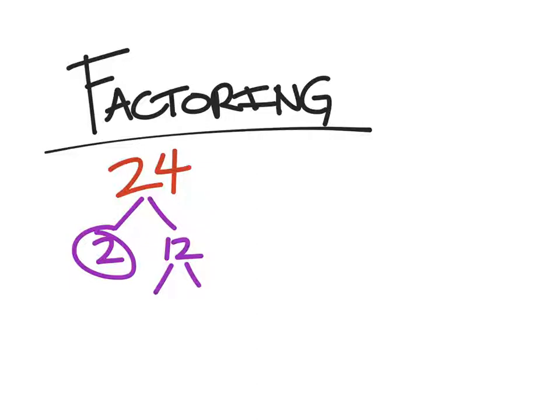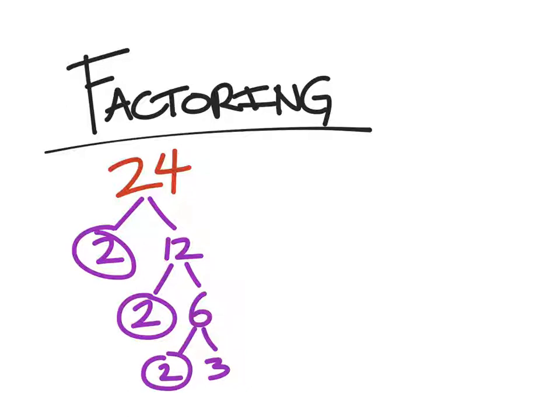Now 2 is a prime number, so I'm going to circle that one. And then 12 also can continue to split up between, I don't know, 2 and 6. But again, if you said 3 and 4, that's fine. So I circle the 2 again because it's prime, and then the 6 splits up into 2 and 3. And the 2 is prime, and the 3 is prime right here.